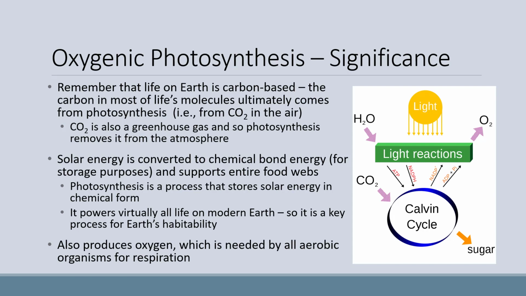With any type of photosynthesis, solar energy is converted to chemical bond energy for storage purposes, and it supports entire food webs. To say that again, photosynthesis is a process that stores solar energy in chemical form. It powers virtually all life on modern Earth, so it's a key process for Earth's habitability. Oxygenic photosynthesis also produces oxygen, which is needed by all aerobic organisms for respiration. We're an example of an aerobic organism.